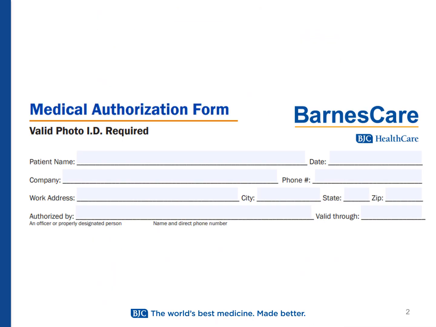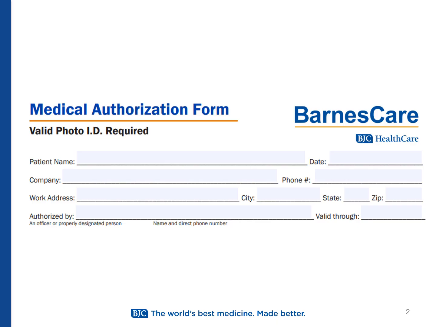This section covers the basic information we need for every authorization. Start by listing the patient's full name and the date of filling out the form. Next, fill in the company name, contact phone number, and work address.